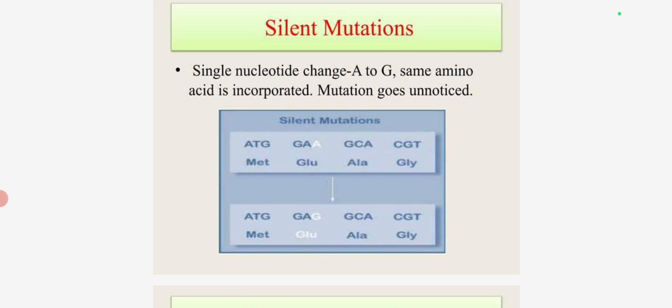For example, silent mutation means ATG, GAA, GCA, CGT. Here the second amino acid, glutamic acid, is GAA. The third nucleotide is changed to GAG, which also indicates the same amino acid. So, this is called silent mutation.